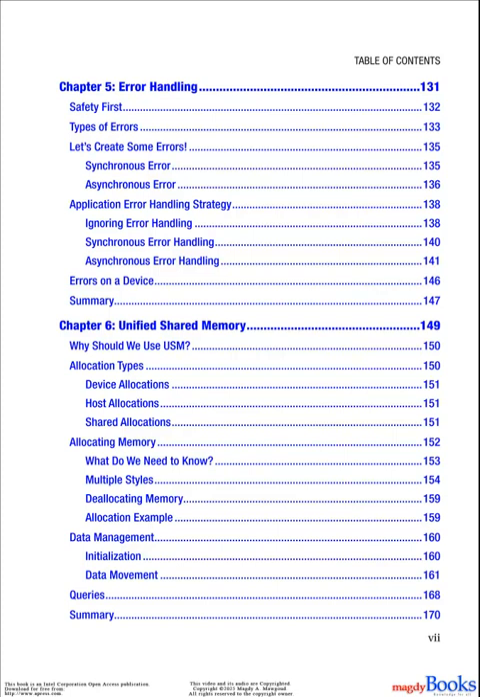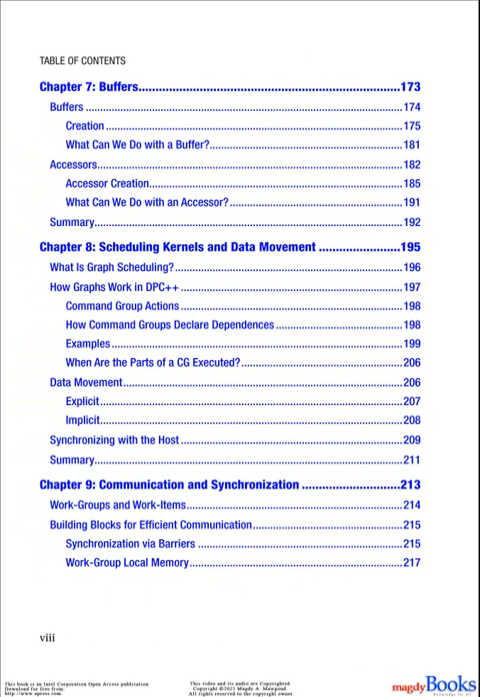Why should we use USM? Allocation types. Device allocations. Host allocations. Shared allocations. Allocating memory. What do we need to know? Multiple styles. Deallocating memory. Allocation example. Data management. Initialization. Data movement. Queries. Summary. Chapter 7. Buffers.